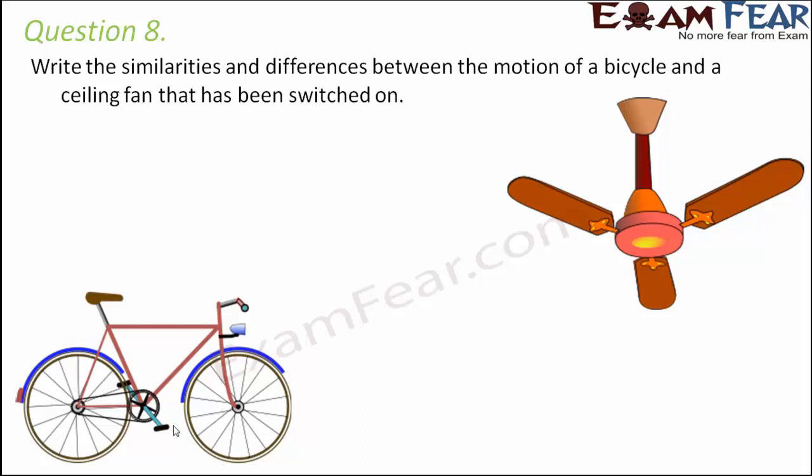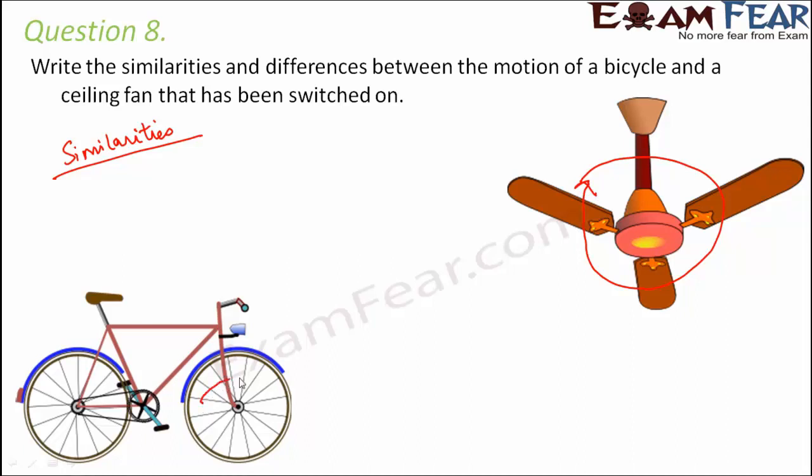Question number 8. Write the similarities and differences between the motion of a bicycle and a ceiling fan that has been switched on. So let's first note down the similarities. What are the similarities, do you think? If you look at the motion of a fan, it moves in a circular path. The blades of the fan move in a circular path. Similarly, the wheels of the bicycle move in a circular path. So one similarity is that in a bicycle the wheels move in circular motion. Similarly, the blades of the fan exhibit circular motion.